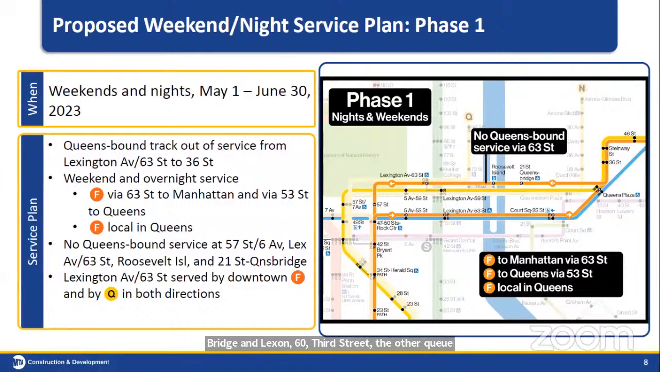And this slide shows the weekend map. The difference on overnights is that there's no R to Queens and the E operates local.